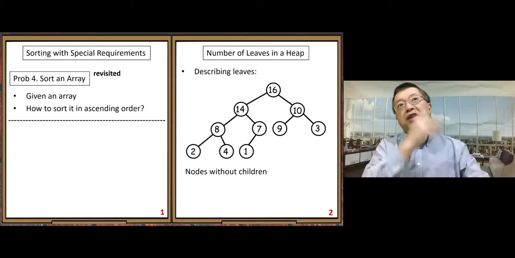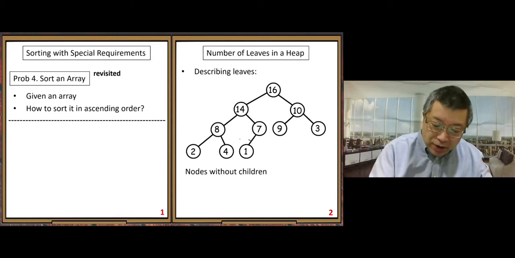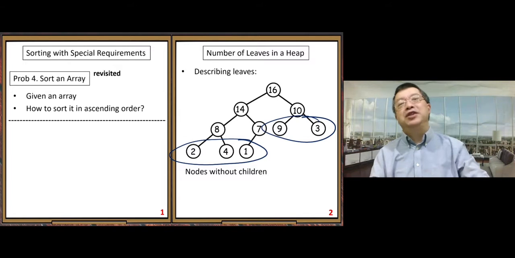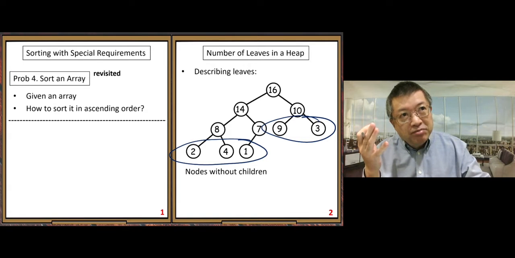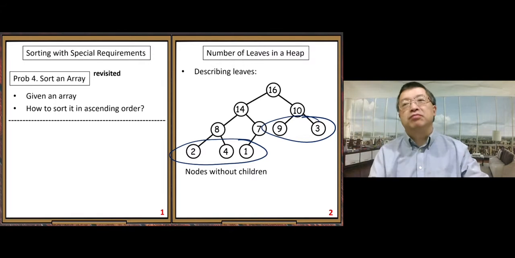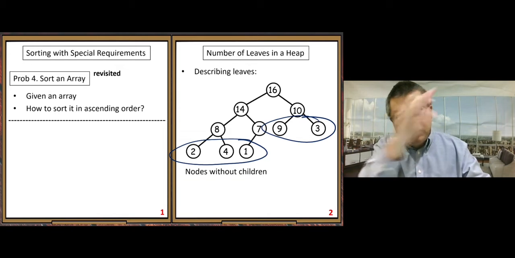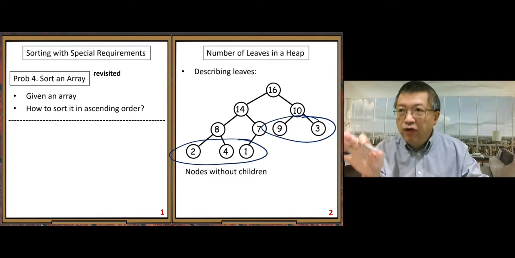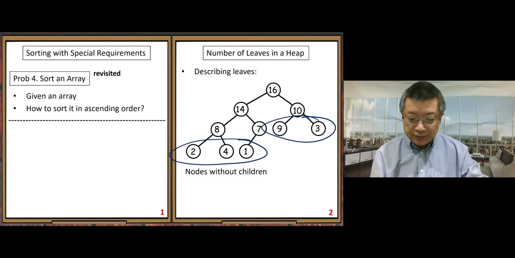So what is a leaf node, right? Nodes without children. All those nodes without children, that's the leaf nodes. But how do we use indices to describe those nodes? In what range for their indices? That's the question.